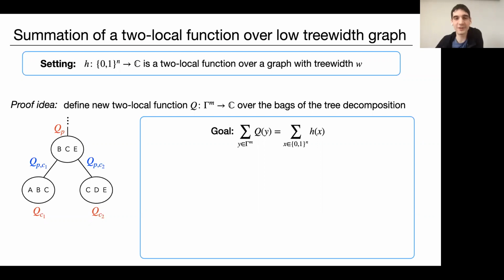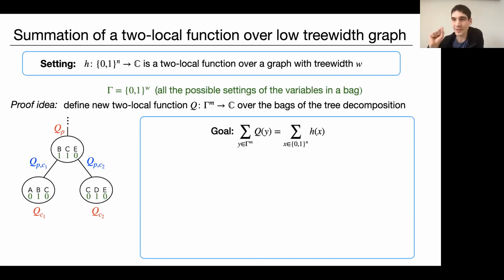So what is this new two local function Q that we're defining? Recall that the bags of the tree decomposition have these vertices in them. They have multiple vertices in them. So how do we assign values to those sets of vertices? Well, we'll just do it in the most naive way possible, which is just by assigning every variable within the bag a particular setting. So for instance, this bag on the bottom left here, ABC, could have been assigned 0, 0, 0, 0, 0, 1, 0, 1, 0, and so on and so forth for all the possible combinations. But I've just written some possible setting of the variables here.